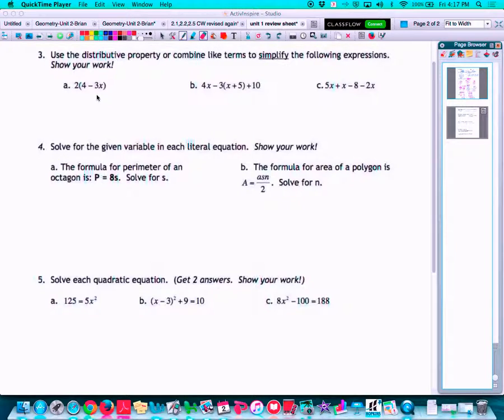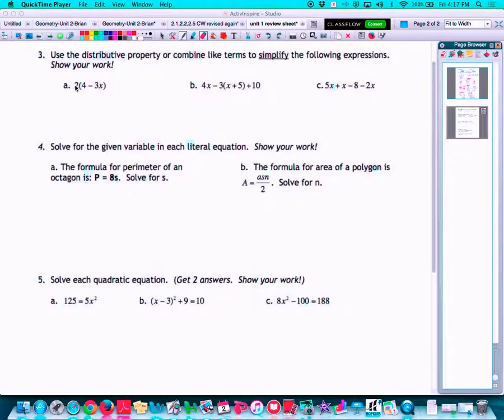On the second side, we're going to do a little bit more work here. Notice that this is kind of like what we were doing in the last problem. It just has no equal signs. It just says use the distributive property or combine like terms to simplify the expression. So this is actually less work on number 3 than the last problems.